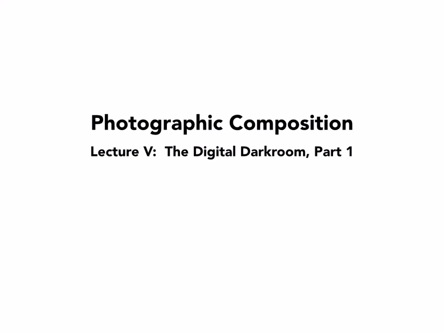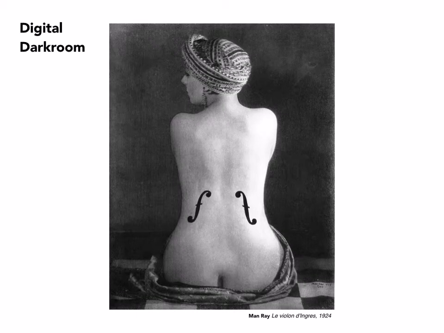Photographic Composition, Lecture 5, the Digital Darkroom, Part 1. Most of the photographs that we've been discussing up to this point have been unmanipulated. That is to say that film was exposed to a scene and then processed with the intention of making prints from it that as faithfully represented the scene as possible.